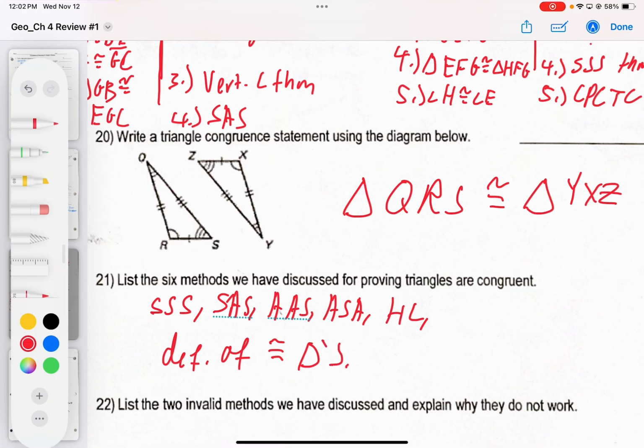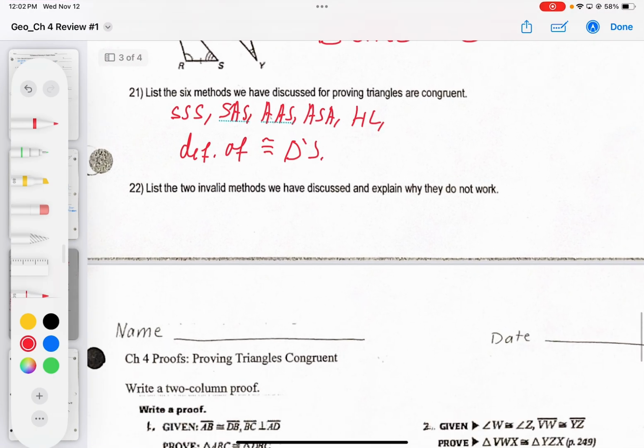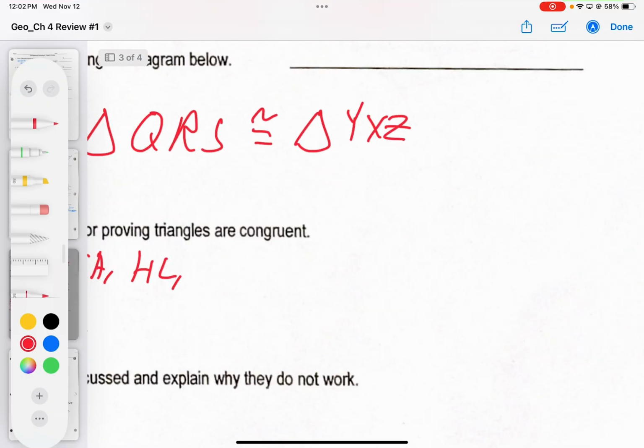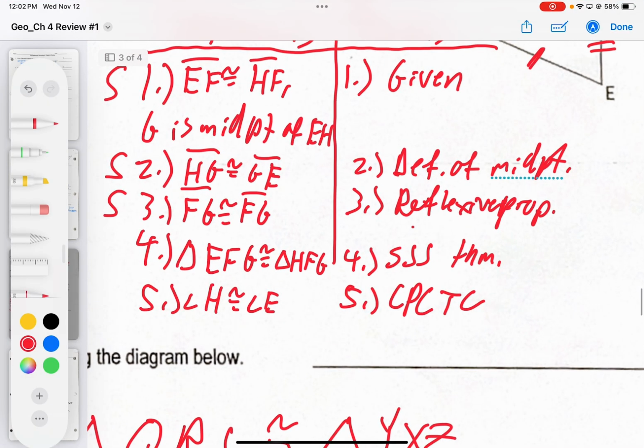That came out of section 4.3. That's where you had to show all the angles and all the sides are congruent. Then what's CPCTC? That's a great question. We use that after we prove the triangles are congruent. In the proof we did, we did side, side, side, and then we used CPCTC.